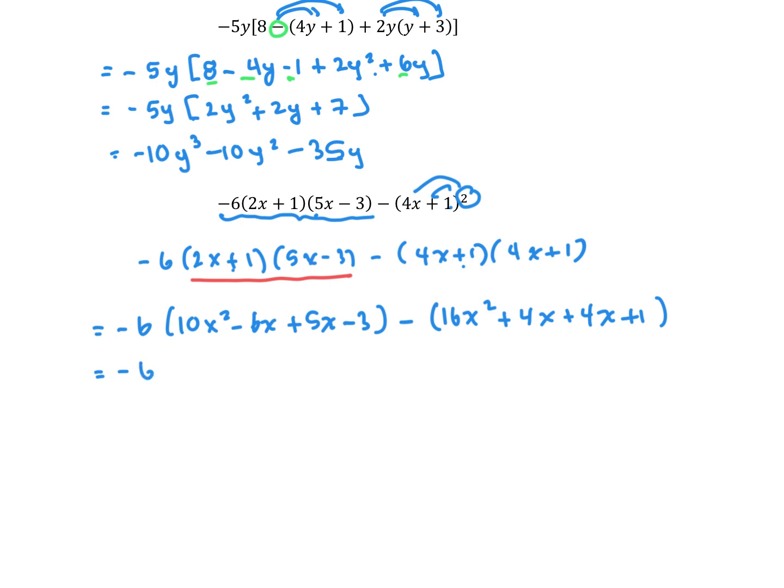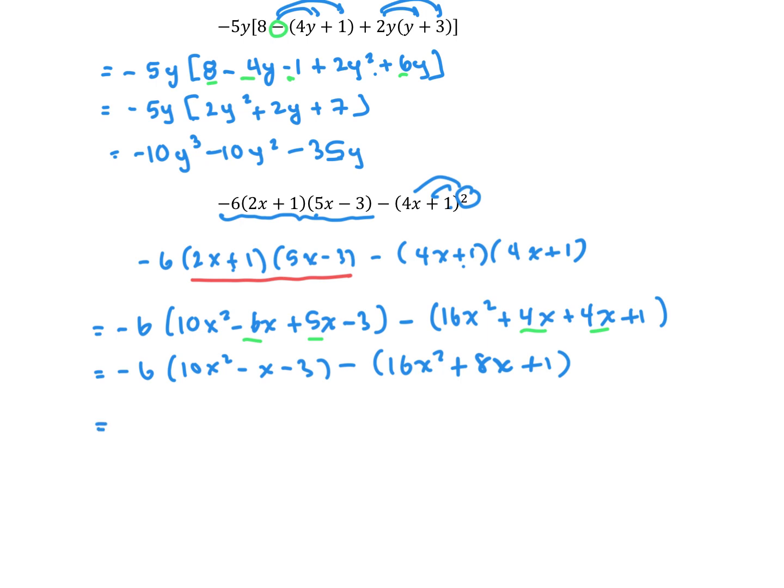Actually, before I do that, I think I'm going to collect like terms inside the bracket. So I see a negative 6 plus 5x I could add together. And in this bracket, I see a 4x and a 4x I could add together. So again, it doesn't matter if you do that now or you do it later. Now I'm going to multiply up my brackets.